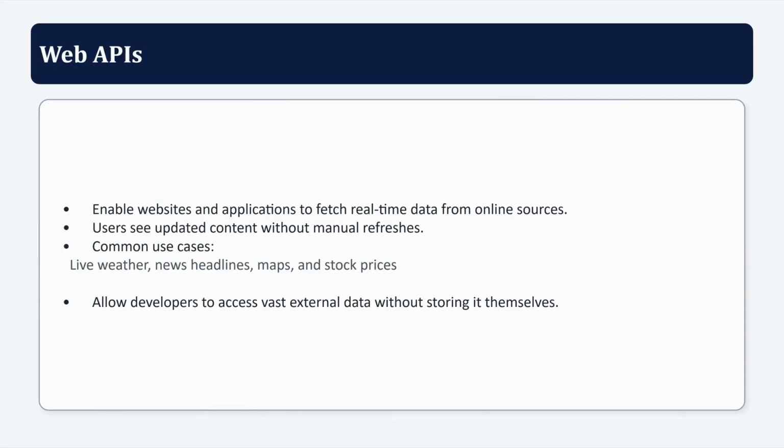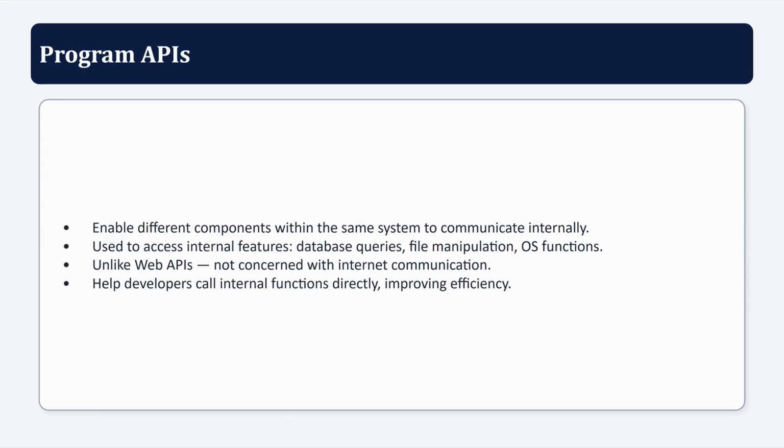Web APIs enable websites and applications to fetch real-time data from online sources. Users can see updated content without manual refreshes, and some common use cases are live weather, news headlines, maps, and stock prices. They allow developers to access vast external data without storing it themselves.